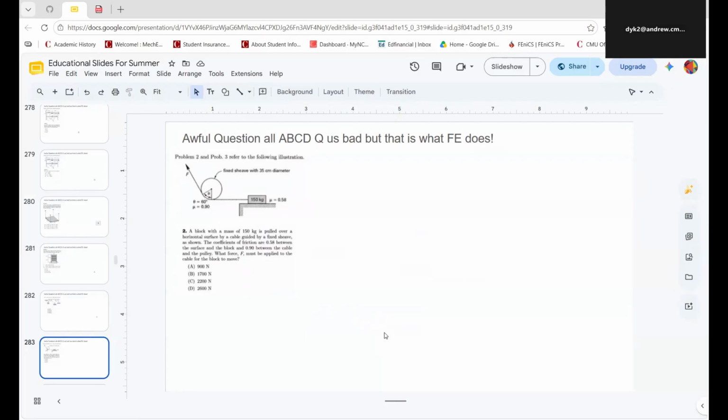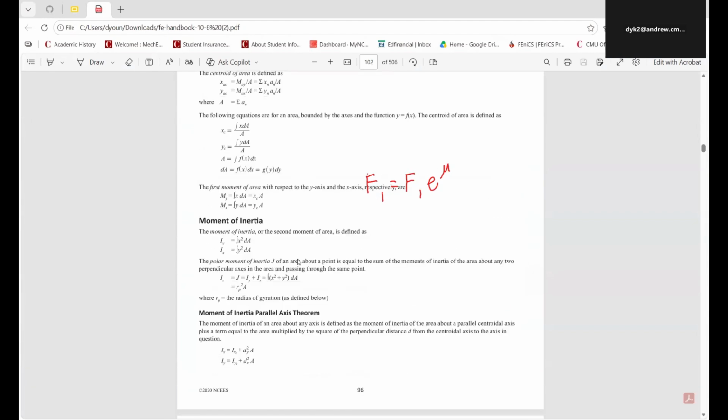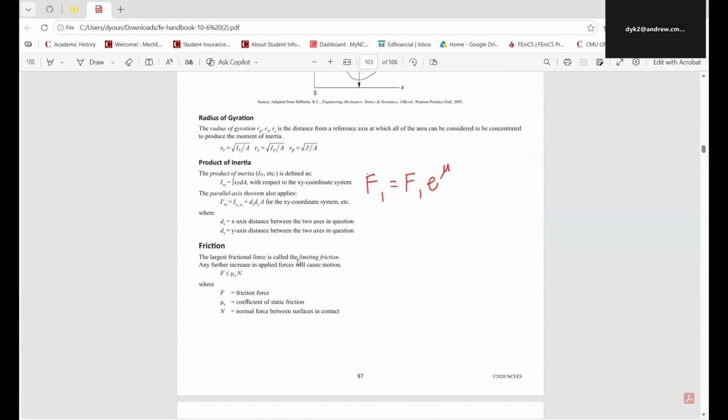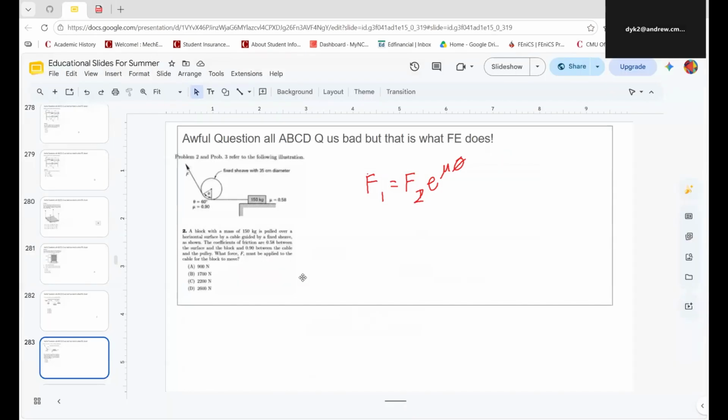And what force F must be applied to the cable for the block to move? Now this is using force 1 equals force 2 e to the mu theta. I believe it was mu, right? Let's see if I was correct. Where is it? I don't see it. Here it is. F2, sorry. F2 e mu theta. And you might be wondering, okay, so what does that mean?